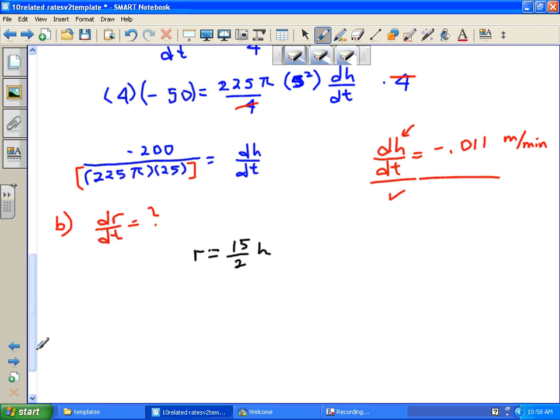We want to know dr/dt right now, so what should we do? We know dh/dt, we want to find dr/dt, so what should I be doing to this equation? Good, take the derivative with respect to t of both sides. On the left-hand side, you will have dr/dt. On the right-hand side, a constant times a function, the constant remains, and it's going to be the derivative of h with respect to time, dh/dt. We already know dh/dt, right? Right there. So then tell me what you get for dr/dt then.